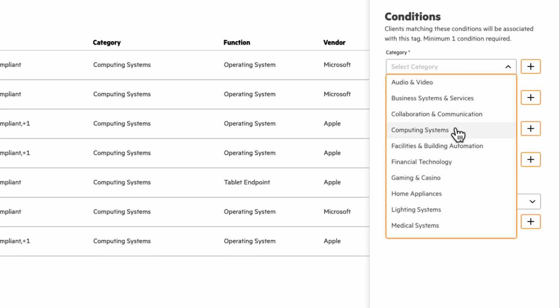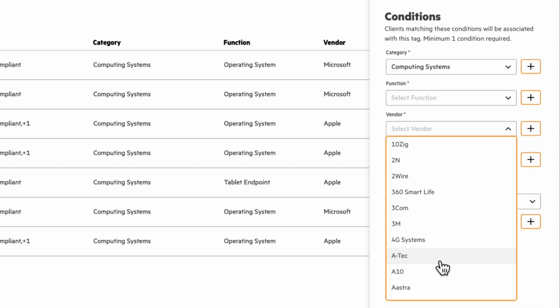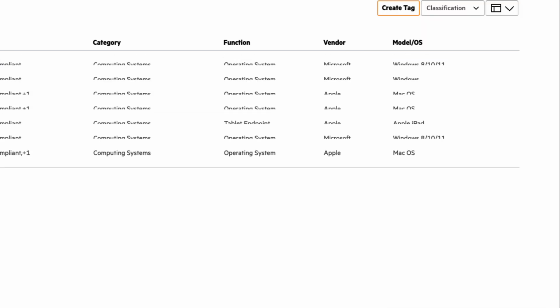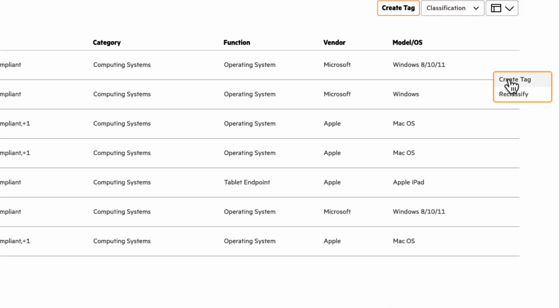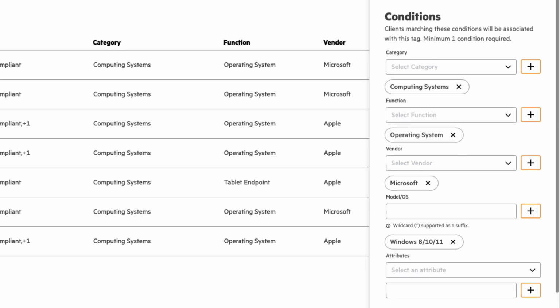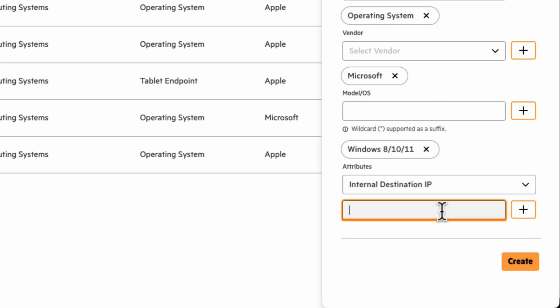We want this to apply to certain devices, let's say computing systems, or in addition, we can also apply this to certain vendors. And you could also do this exact same thing if you do not want to manually fill this in. You can click on any one of these endpoints and create a tag. In this case, all of the fields are pre-filled for you. So again, what I'm going to do is label this tag and make sure that these endpoints that are non-compliant cannot access important subnets on the internal network.